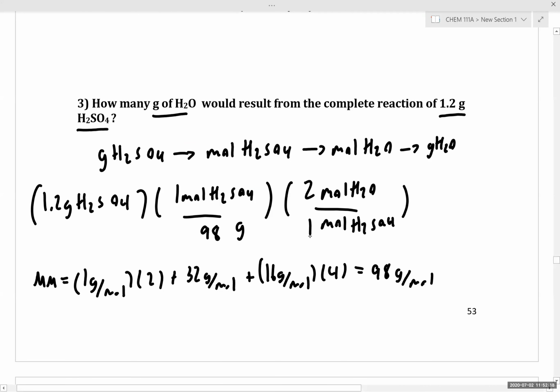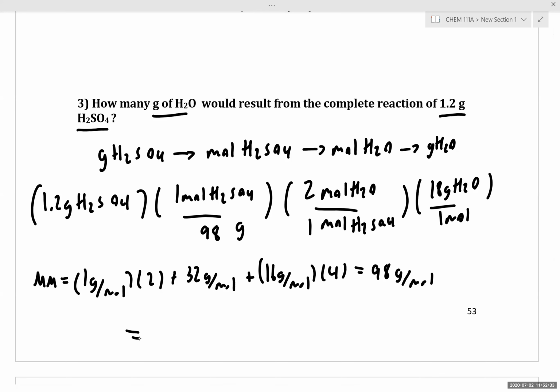So we have 2 moles of water per 1 mole of sulfuric acid, and then we know that we have 18 grams of water per 1 mole. So punching this into our calculator, we have 1.2 over 98 times 2 times 18, and that in turn gives us 0.44 grams of water.